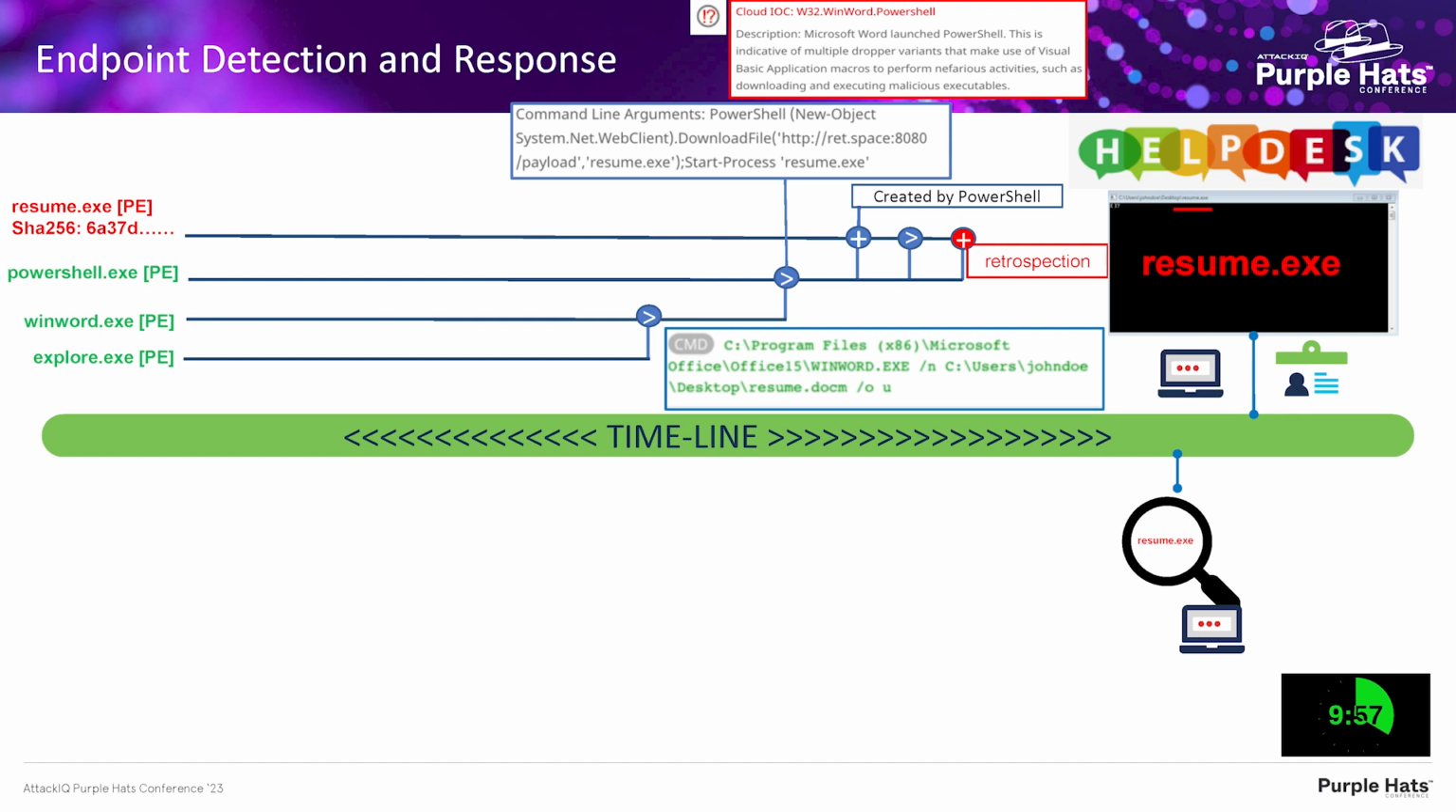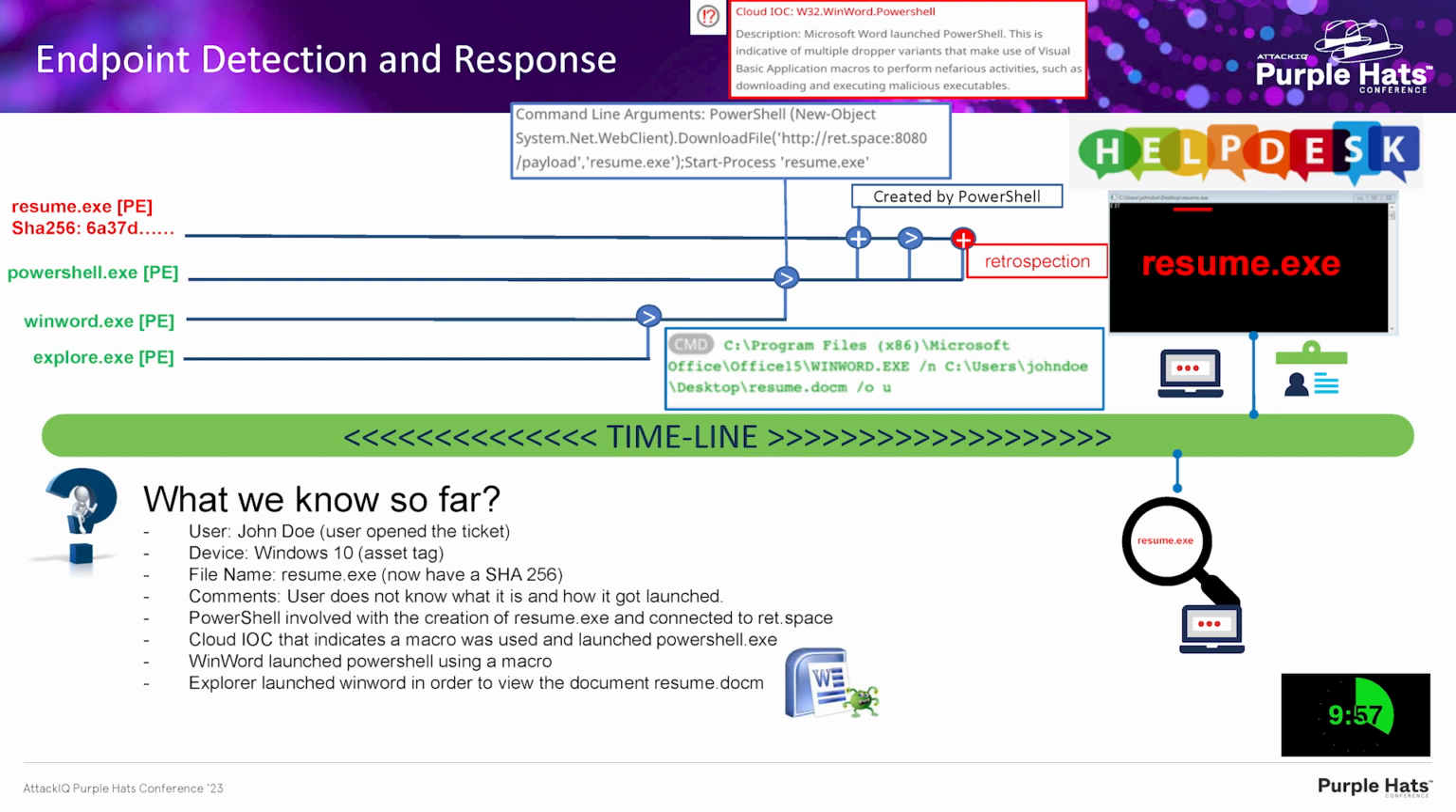Windward launched because they tried to double click the document. Maybe the enabled macros warning came up, but the user clicked enable. Then the macro was invoked. PowerShell got started, went to ret.space, pulled down resume.exe, and started that process. Wow, right? That's a lot of great information. Windward, PowerShell, macro, explorer launched Windward, right, to open the document.